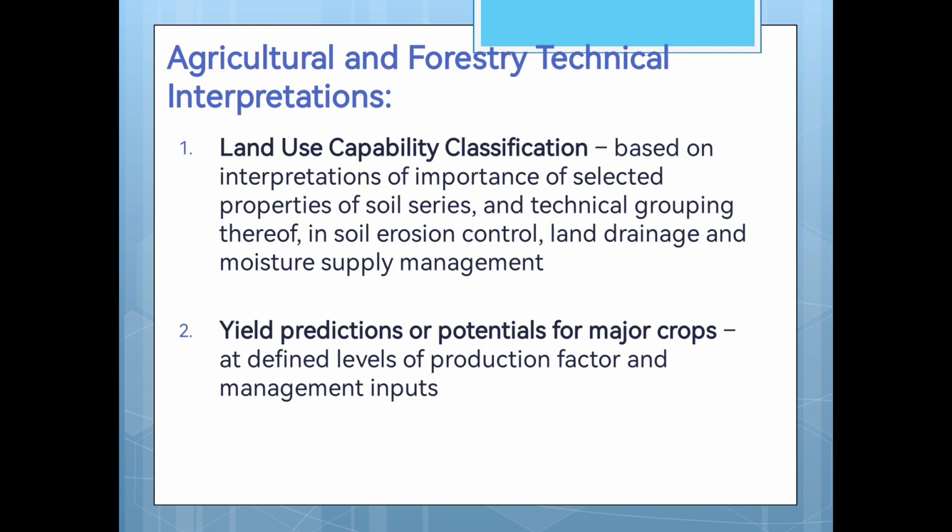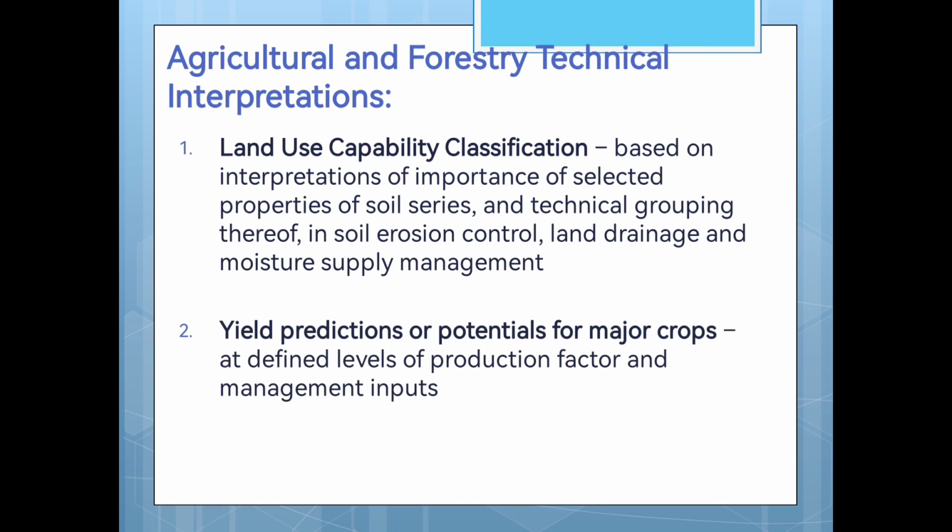We use it for land use capability classification. So anong ibig sabihin yan? This is based on interpretations of importance of selected properties of soil series and technical grouping thereof in soil erosion control, land drainage, and moisture supply management. So based on that, they are going to assess the land use capability of each area.